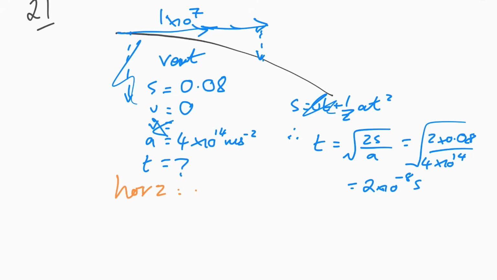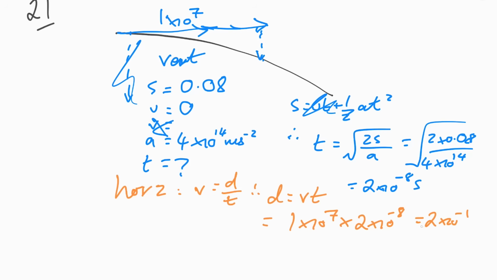So horizontal, v equals d over t. So therefore, distance is equal to vt, just like the previous question. So it's going to be our crazy fast speed times our very short time. And so I think that gives us 2 times 10 to the minus 1. And so that's going to be just 0.2 meters. So I think the answer is A.